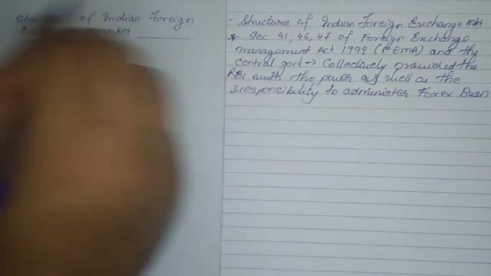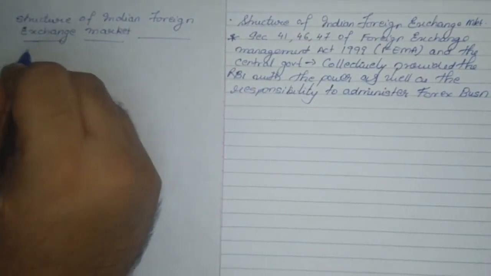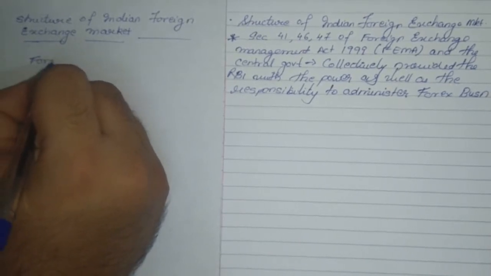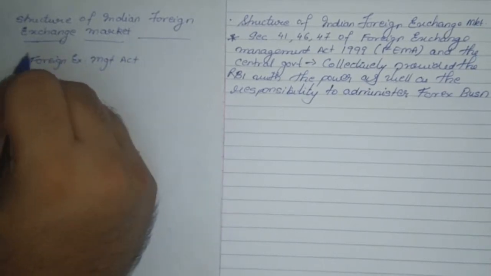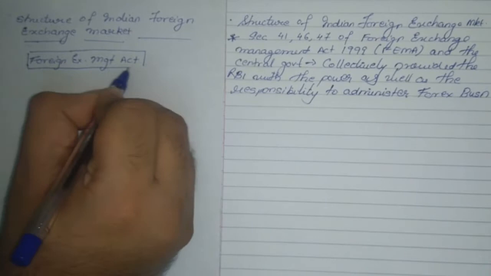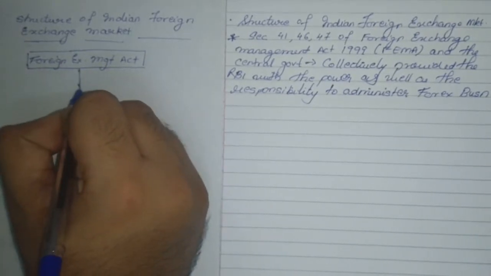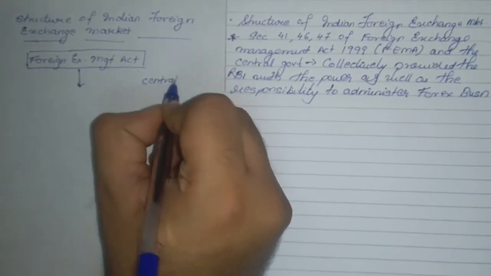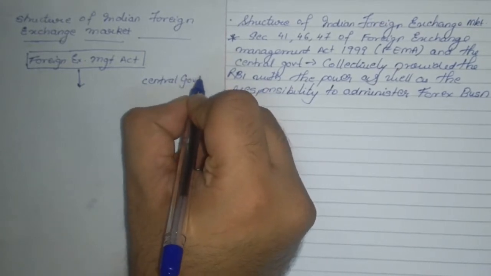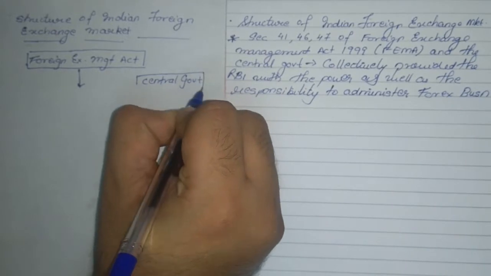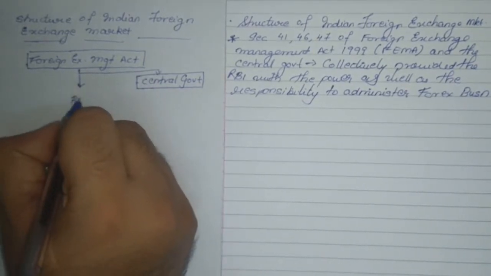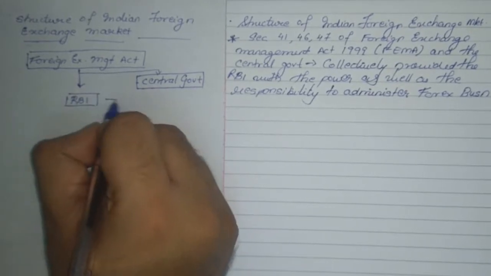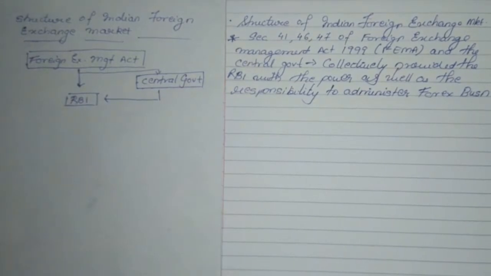So now, if you want to show it in graphical form, we can say that FEMA, that is the Foreign Exchange Management Act, along with the central government, gave the RBI the power and the responsibility to administer the foreign exchange transactions in the country.